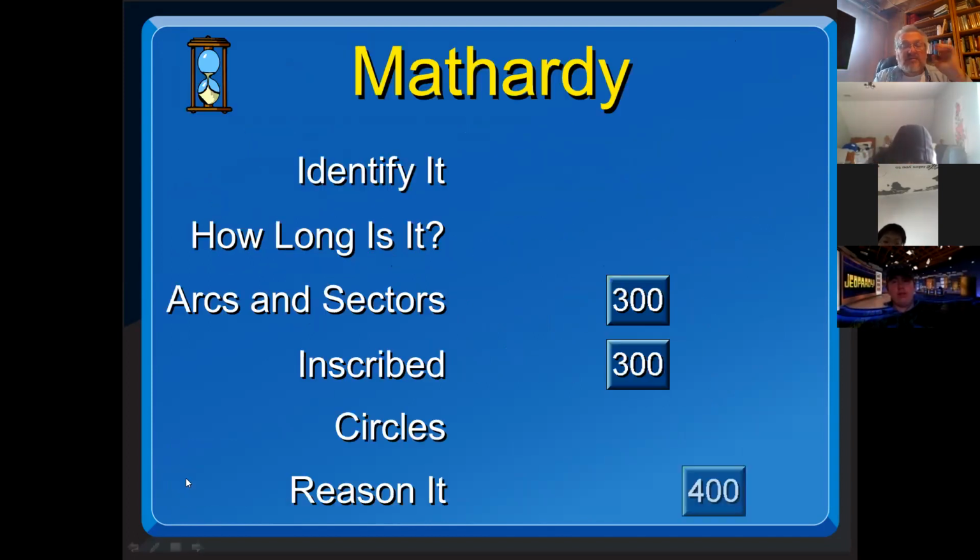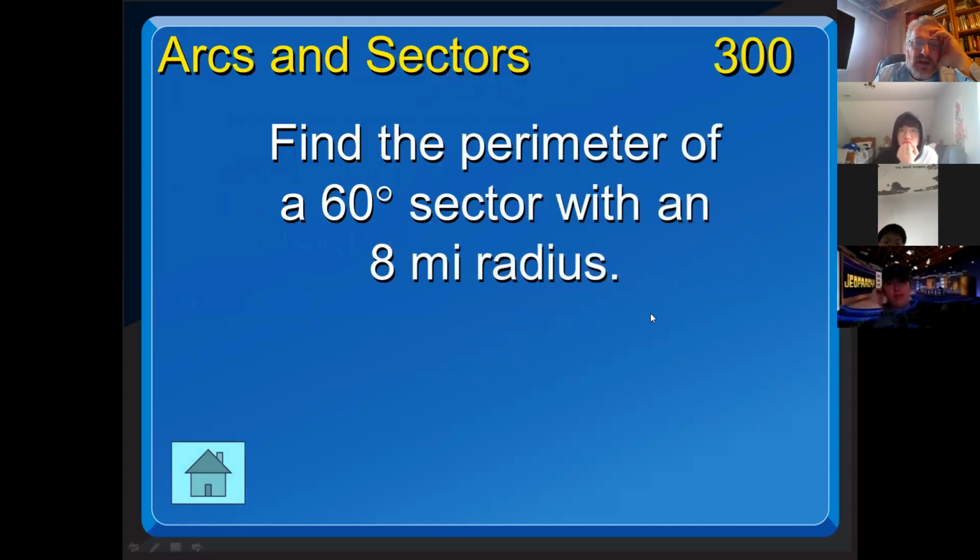All right. Go ahead. Arcs and sectors 300. Find the perimeter of a 60-degree sector with an 8-mile radius. I have the answer. Oh, wait, no, I don't. Wait, I do. The perimeter, not an area. Yeah, I do have the answer. It's 8/3 pi miles. Is that right? Say it again. 8/3 pi miles.